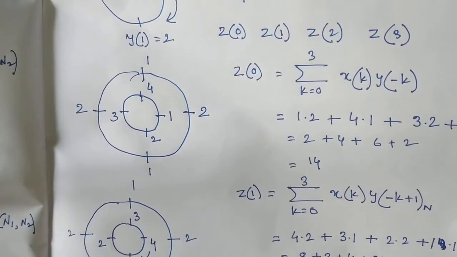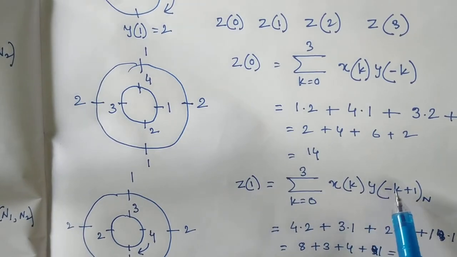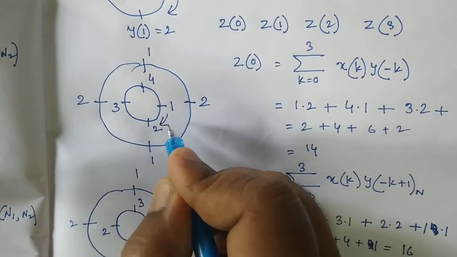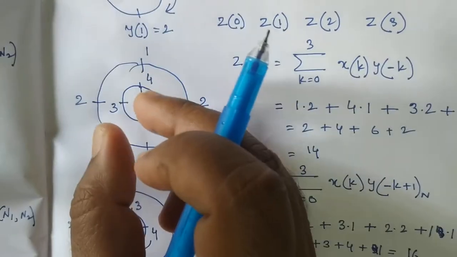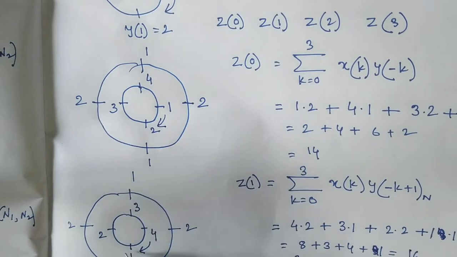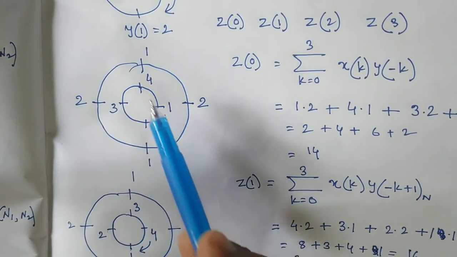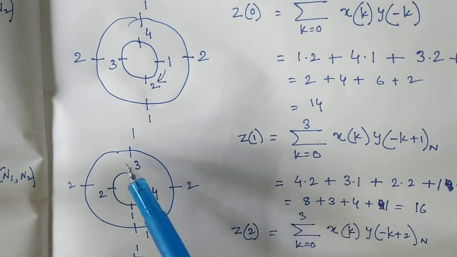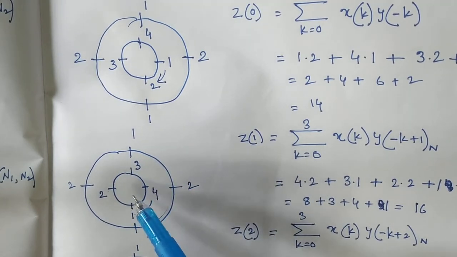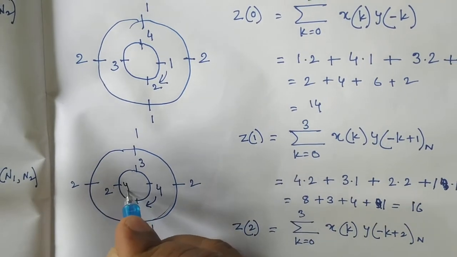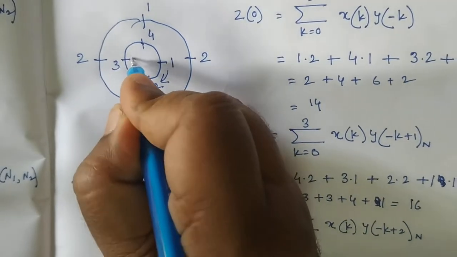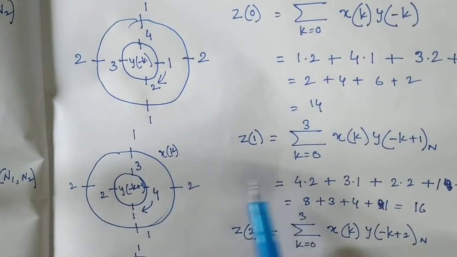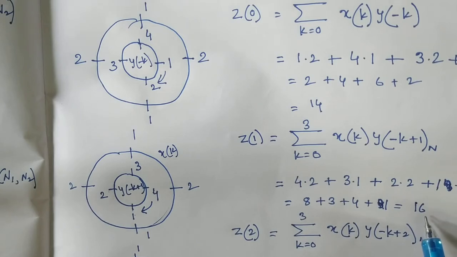Now the next is z1. Z1 means xk multiplied with y of minus k plus 1. That means this one is y of minus k. If you rotate in this direction, it will become y of minus k plus 1, just one unit. So this 2 comes here, this 3 comes here, this 4 comes here, and finally this 1 comes here. The outer circle will remain as it is because it is xk, it has no change. So if you multiply y of minus k plus 1 and xk, you get this one. The value is 16.